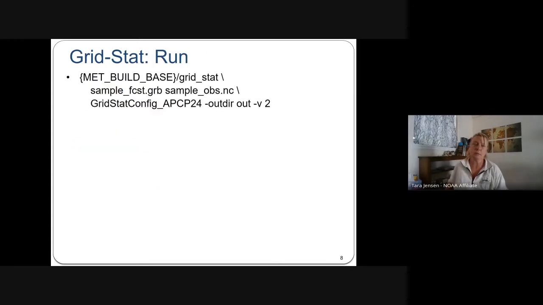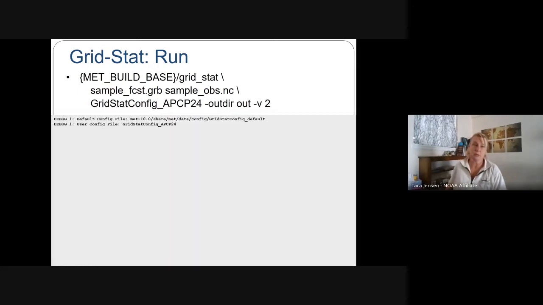So here's what running GridStat on the command line without METplus, just by itself for just one time, would look like. You would point it to where the MET build is based, or if that's already in your profile, you can just type GridStat. It should be able to find it. And then you pass in the forecast file name, the obs file name, or analysis name. This is the configuration name that we have, which is the GridStat configuration for accumulated precip 24-hour accumulation. And then we just want to write the data out to an out directory and verbosity level 2.